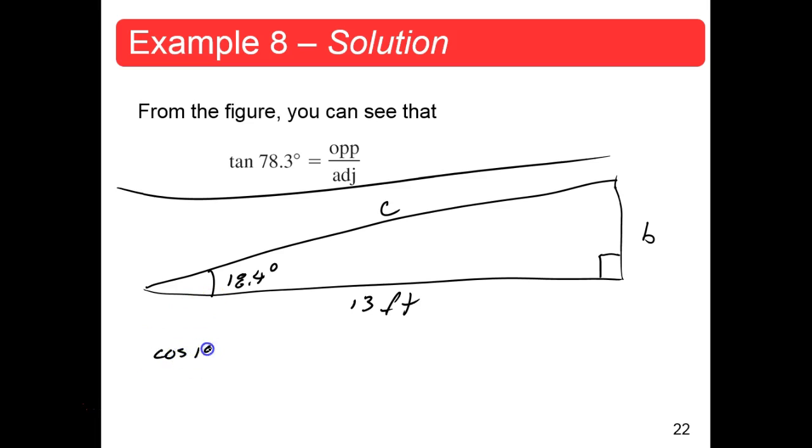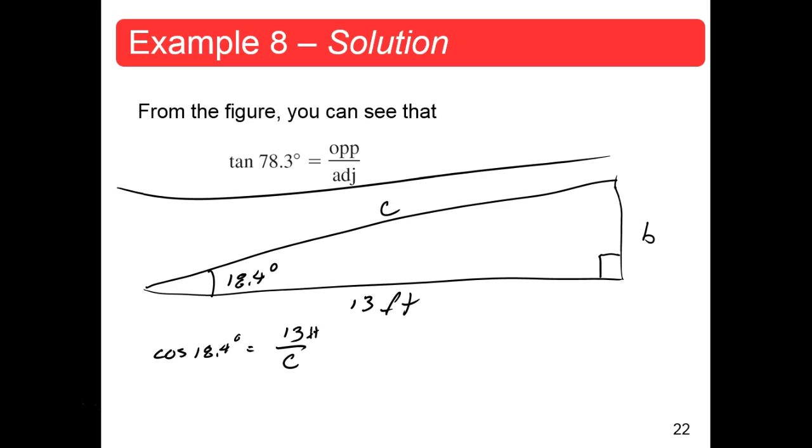Cosine of 18.4 degrees would be what? Adjacent over hypotenuse, right? Right. 13 over C. Perfect. How would you solve for C? And this, by the way, is feet.